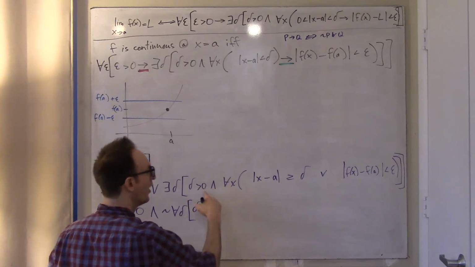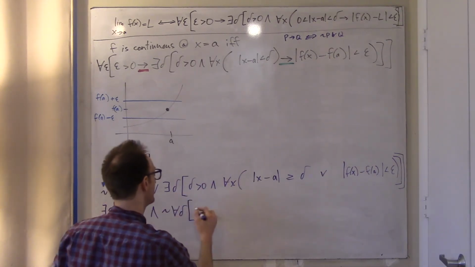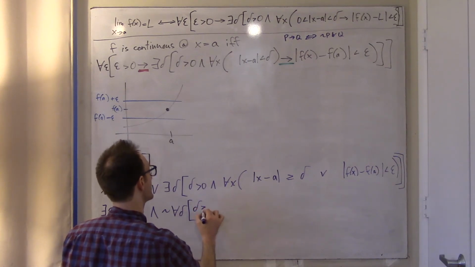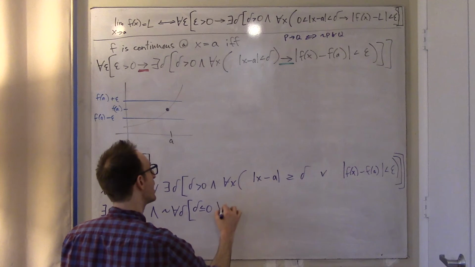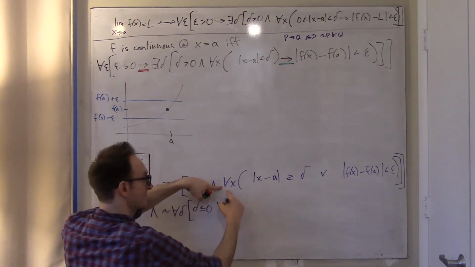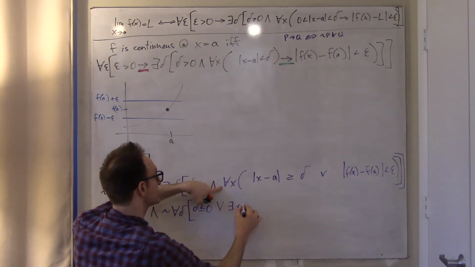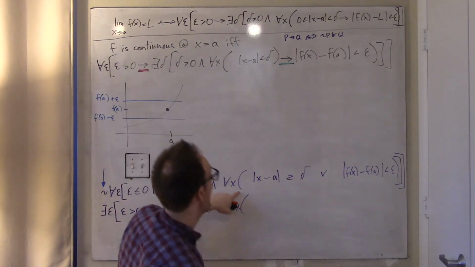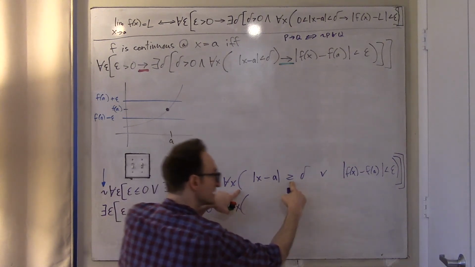Well, okay, let's be bold, let's just say, all right, one more time. So delta is greater than, less than or equal to zero. Now I need to negate this universal statement. So that becomes there exists an X such that, now I have a negation that needs to go into this disjunction, and it flips this one and this one.